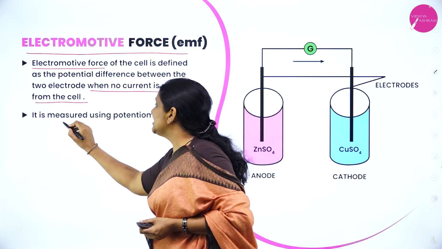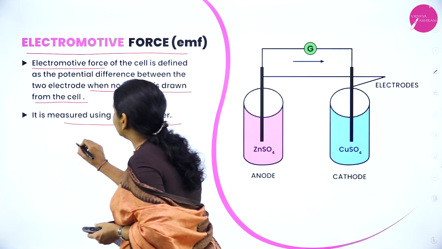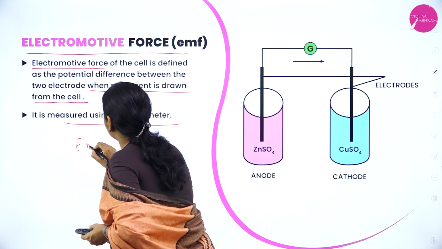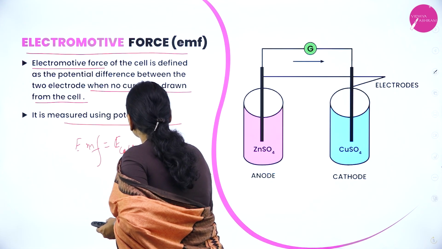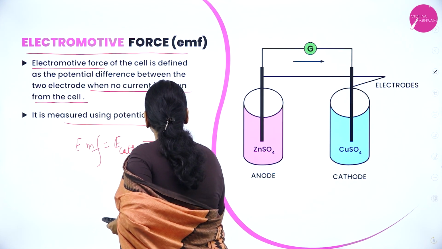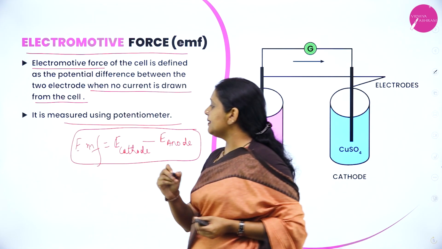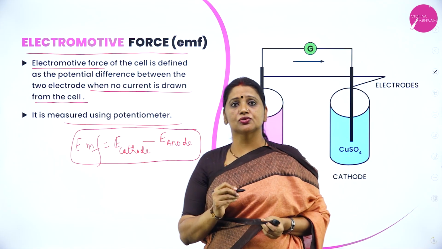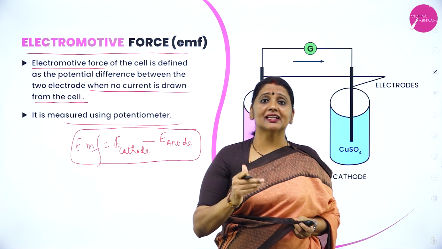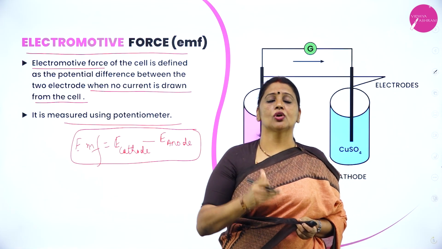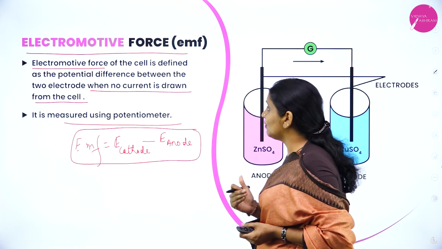EMF is measured by using potentiometer, and EMF of the cell is equal to E cathode minus E anode. How do you calculate EMF of the cell? EMF of the cell is calculated by using formula E cathode minus E anode. What is E cathode? E cathode is electrode potential of cathode. E anode is electrode potential of anode.